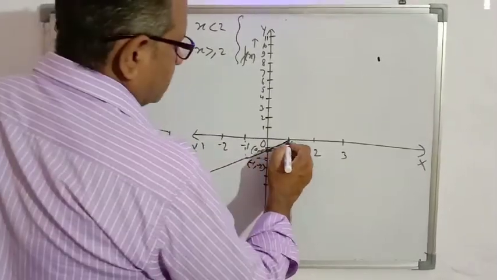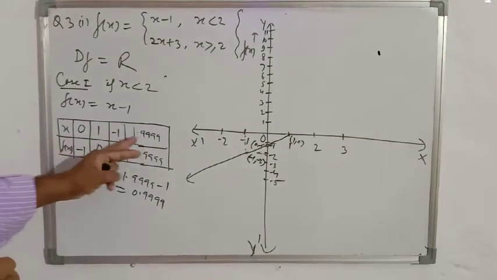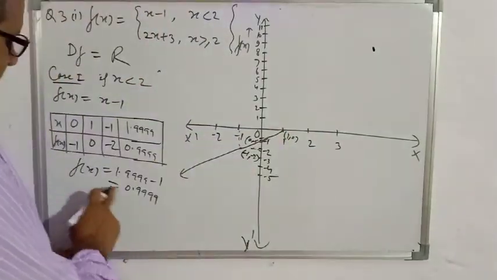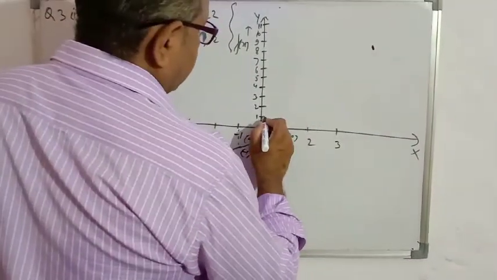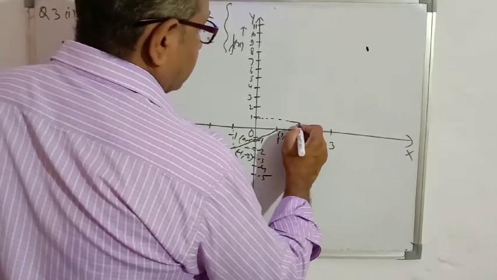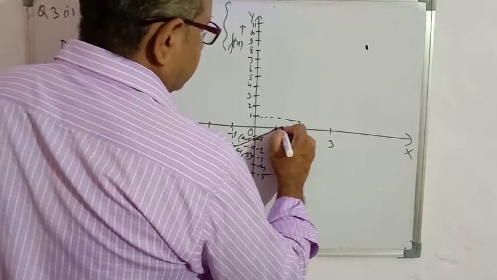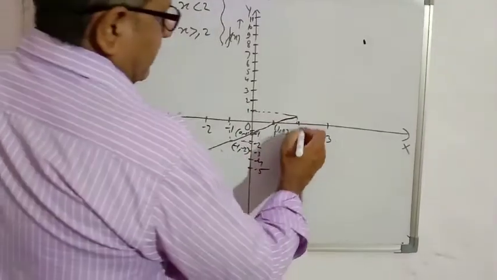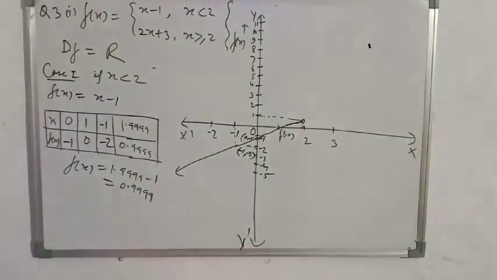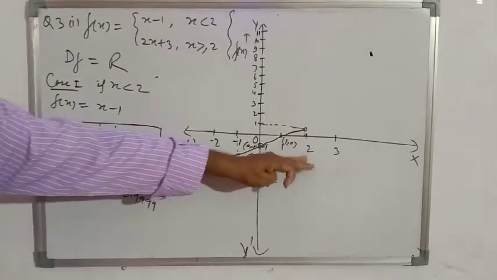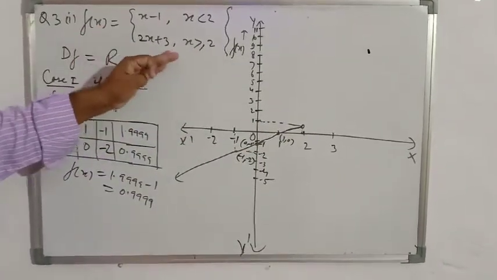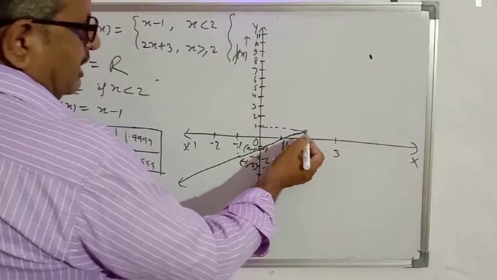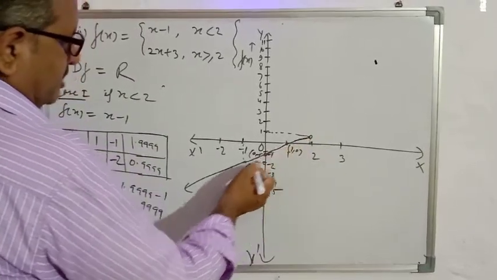Like this. But if x is 1.999, very close to 2, we will get y is 0.999, meaning very close to 1, like this. We will draw the graph very close to 2, but at 2 we will make a blank circle, because at 2 or greater than 2, the function is 2x plus 3, a different function. So at 2 we have to make a blank circle, and for less than 2 we have to take a continuous straight line.